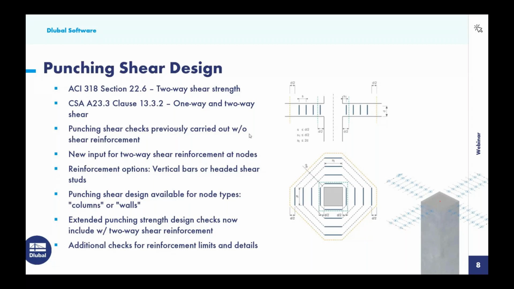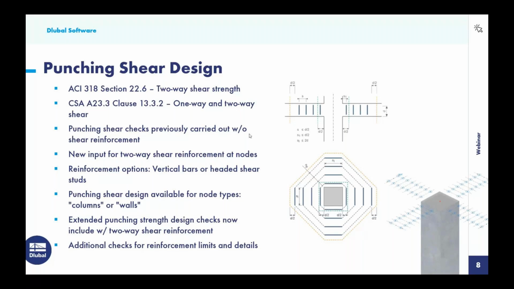As I mentioned earlier, we have carried out the punching shear design for quite some time in RFEM and the concrete design add-on, but we were only able to do this without the shear reinforcement considered, without that two-way shear reinforcement. So we would just flag you as a user if the strength of the concrete alone was not sufficient, but had no way to really address that further without the input of the shear reinforcement. But now we have that ability to define that here at the punching shear nodes.